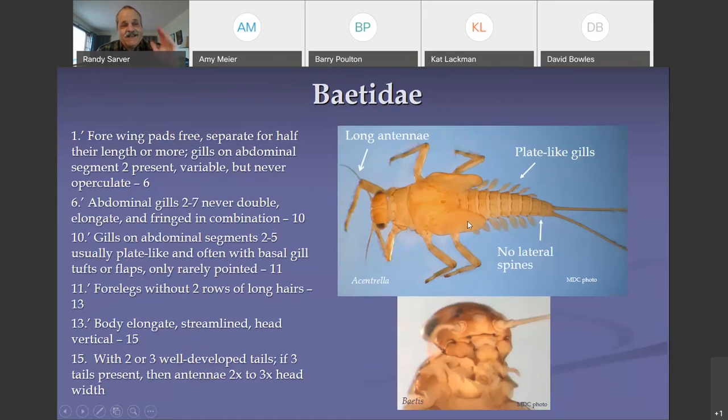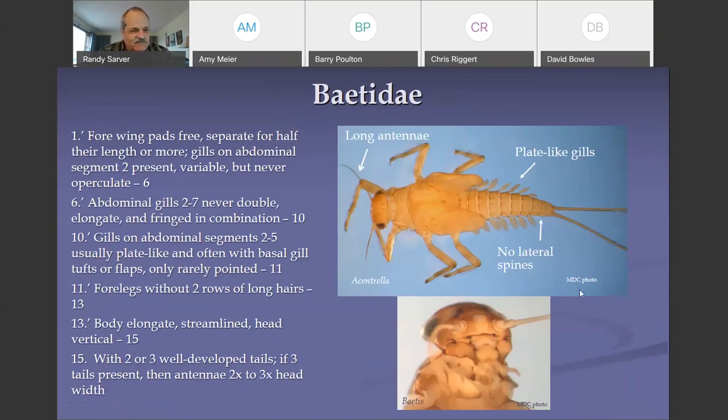Like I said, as we're working our way down through the key, our list of characteristics gets longer as we get toward the bottom here. But basically we're in that split back group. So we go 1', 6', 10', 11', and then we ended up at 13', which is body elongate and streamlined. Head is attached vertical rather than horizontal. So it's body shape now, between the flat-headed mayflies, or the flattened form, versus the more streamlined form.